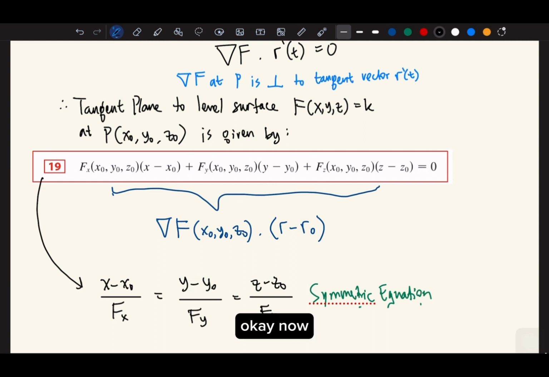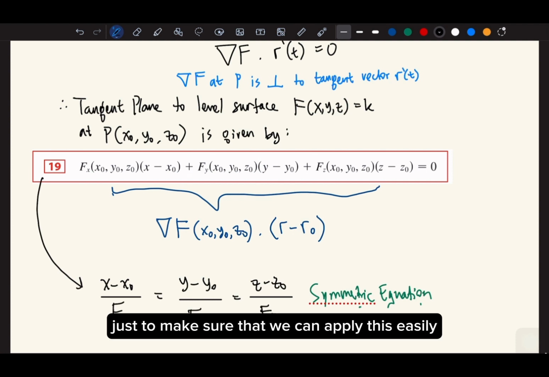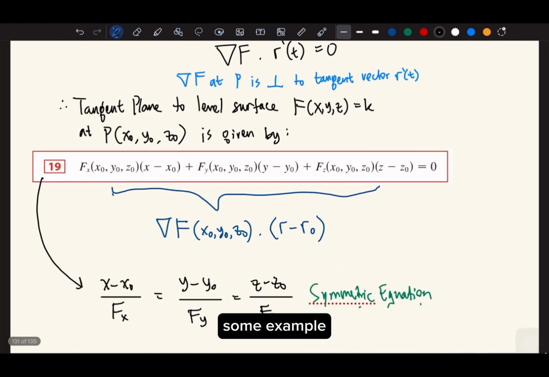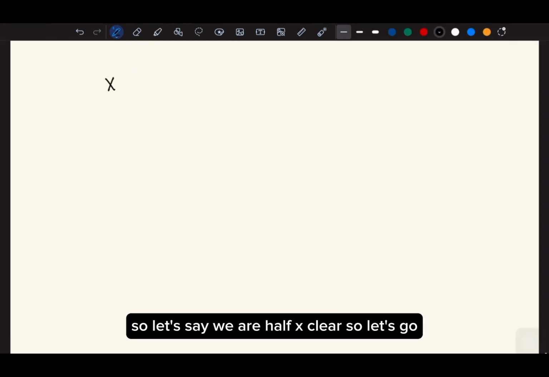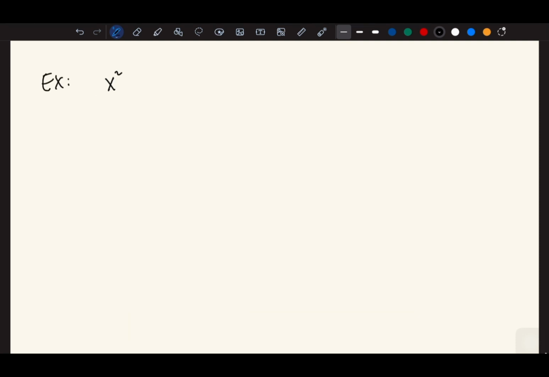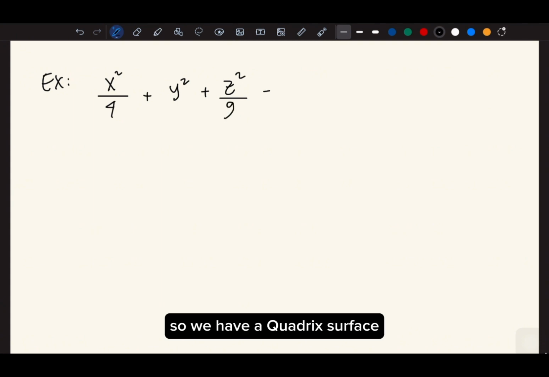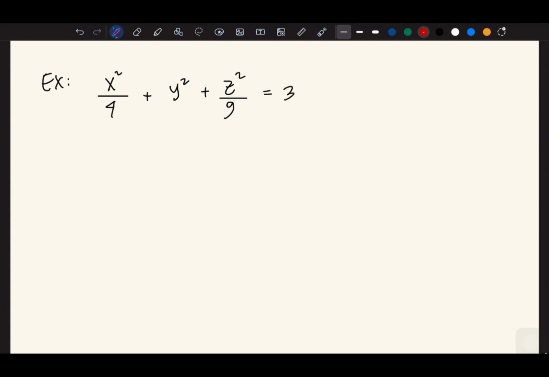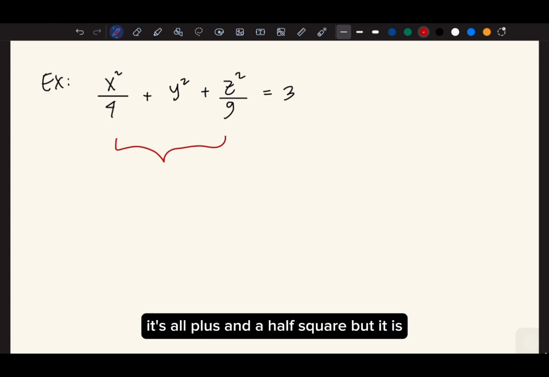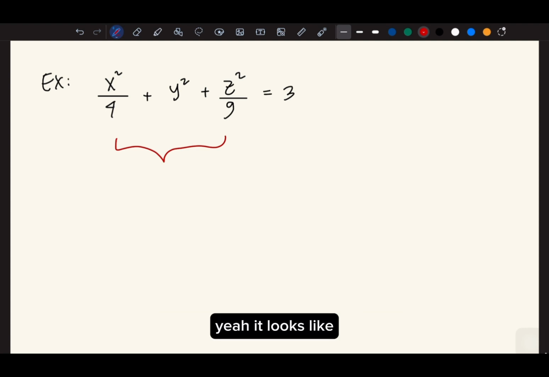Okay, now just to make sure that we can apply this easily, let me give you an example. Let's say we have x squared, so we have a quadratic surface. Do you remember the name? It's all plus and then squared. What is it? Yeah, ellipsoid.